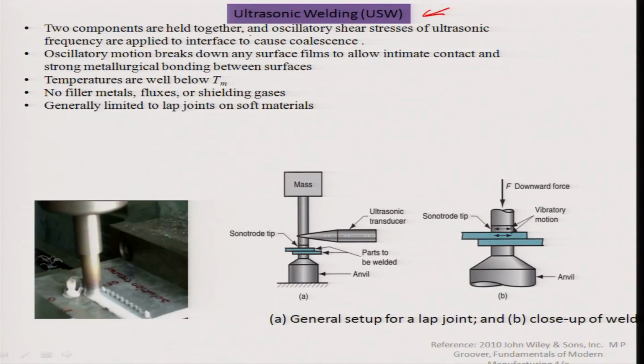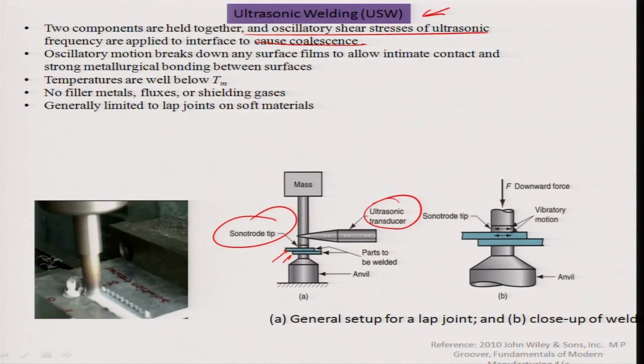So, two components are held together and oscillatory shear stresses of ultrasonic frequencies are applied to the interface, which again causes some kind of coalescence between the materials here. So, this is the sonotrode tip which is vibrating through this ultrasonic transducer at a very high frequency, and these are typically the parts which are being welded together, and because of this high ultrasonic component you can see the vibratory motion here.